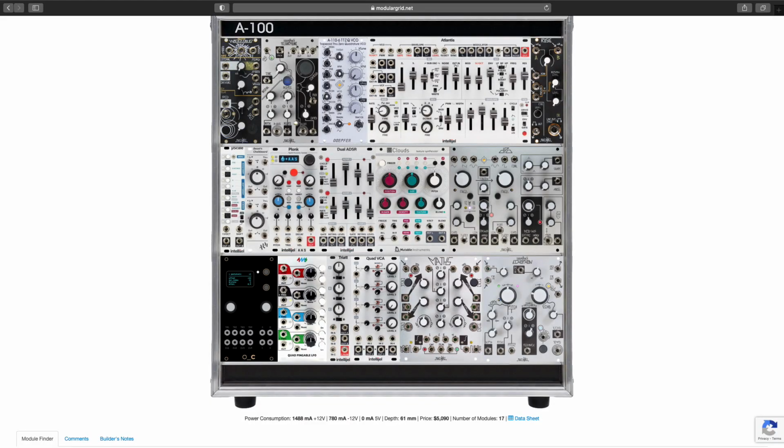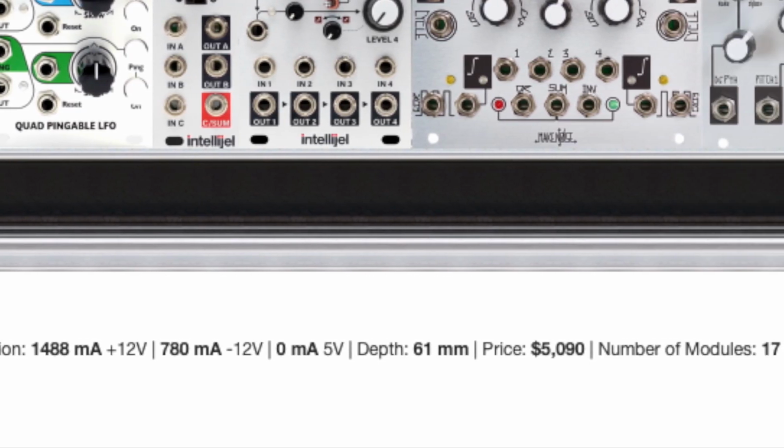One other thing with the cases to think about is the depth. That's another thing that modulargrid.net gives you, your total depth. I cannot stress enough giving yourself as much room in the back as you can. I know that it's very nice to have a very tight-knit system, but there's a couple of things that you'll run into. One is that the ribbon cables from the power supply and the other neighboring modules are going to get in the way, and they may prevent your module from sitting correctly when it goes to be put in.